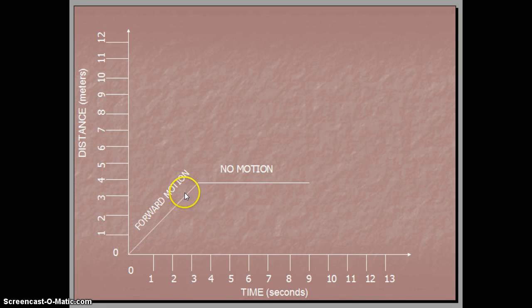So constant speed, object stopped, did whatever it was doing, stopped to pick something up, a person tying their shoe. They stopped for 6 seconds.